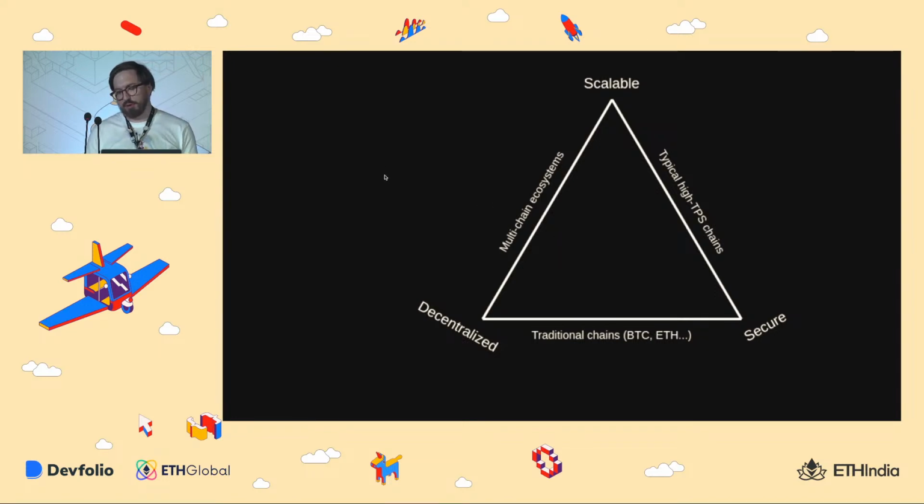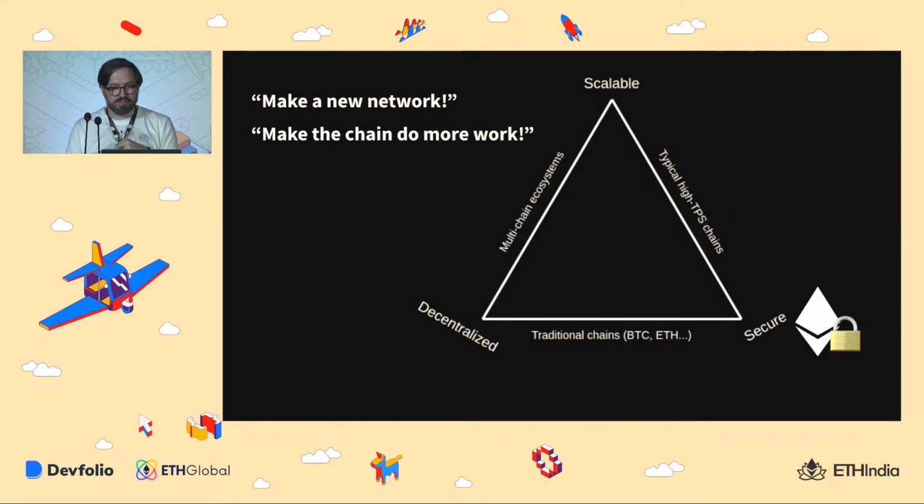And this is a little bit of a bastardization of the trilemma, but we can imagine this as Ethereum really locking down the security side of this triangle. And so we can say now, okay, we've got security locked down. Well, now let's make a new network, an off-chain protocol. Let's crank up the constraints of it, the resources of it. We'll make the chain do more work. And through that, we can become more scalable while still building on top of traditional chains that are highly secure and highly decentralized.